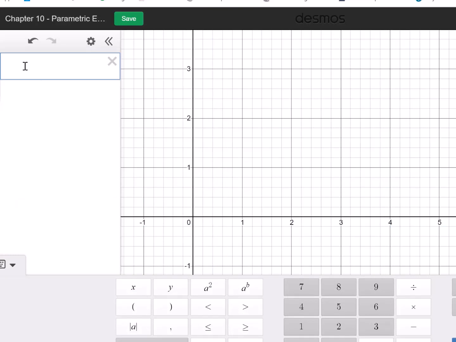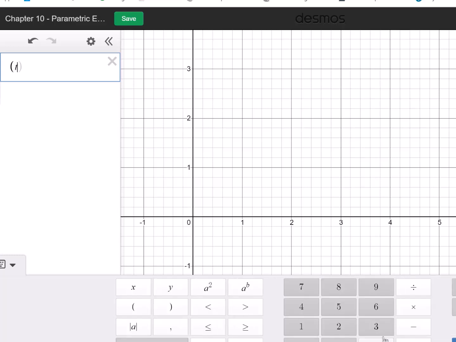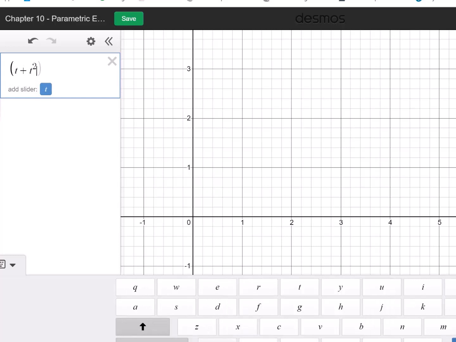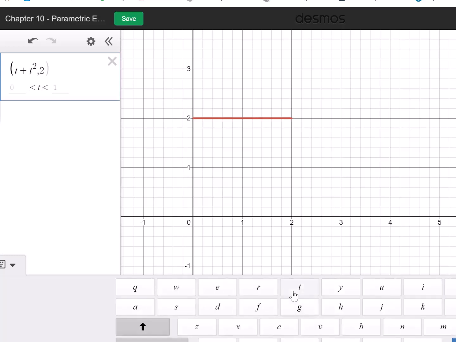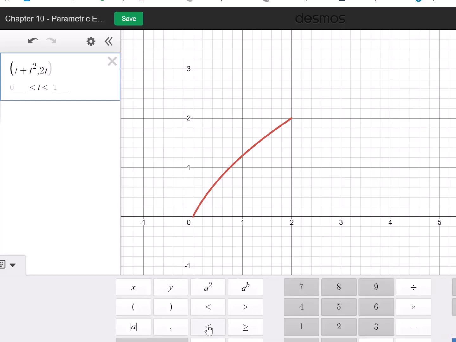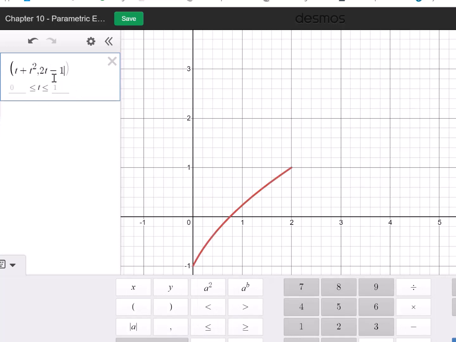Okay, so to graph parametric equations in DESMOS, what you're going to do is write in the ordered pair. So you're just going to write a parenthesis, and then with the ordered pair, the way the ordered pair is defined, x is defined as the parameter t plus t squared. I have to bounce around a little bit here with the keypad, t plus t squared, and then we'll put a comma, and 2t, y was defined as 2t minus 1. Okay. Now notice what happens.